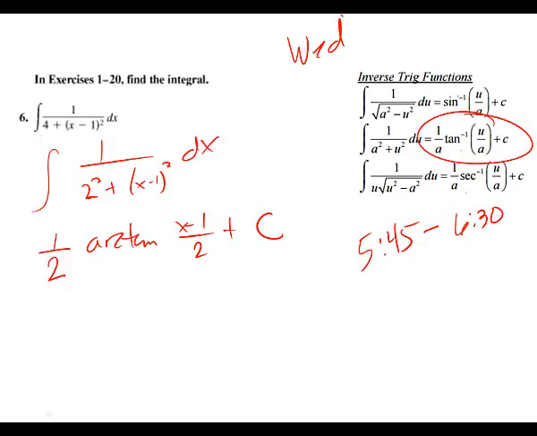I have one homework for you. Awesome. I have the rest of it. Where did we leave off?